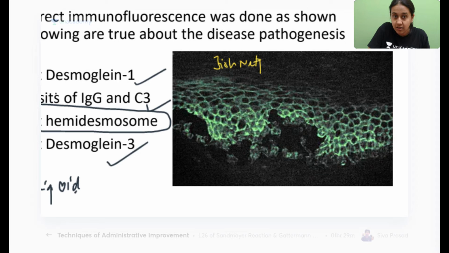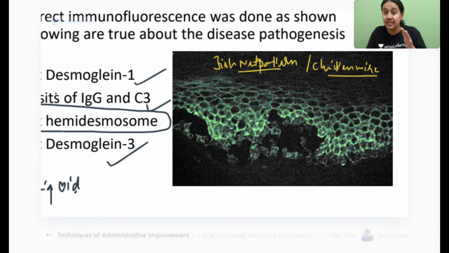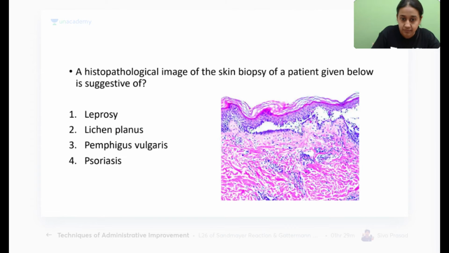Fishnet pattern. Or what is the another pattern? Chicken wire. Fishnet or chicken wire pattern seen in the patients of Pemphigus vulgaris or Pemphigus foliaceus. Amazing. So I think this question is also done. Let's move to the next question.